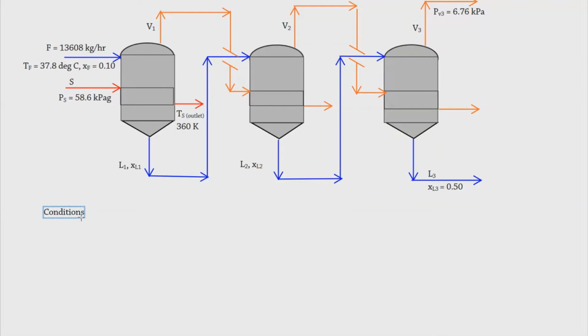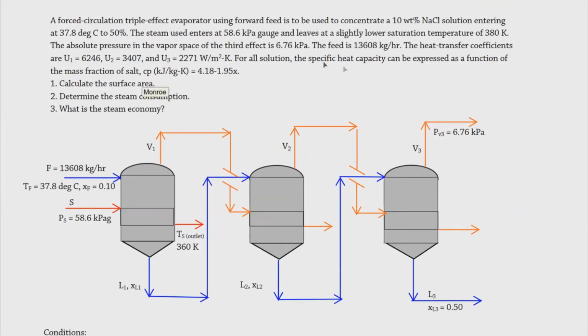So, meron tayong mga conditions na ko-consider. One, this is with boiling point rise kasi this one is sodium chloride. So, alam natin na may boiling point rise yan. Pangalawa, CP of the feed is not equal to CP of the liquor. Kasi nga, sabi kasi dito sa problem, kung nabasa nyo na ng buo, the specific heat capacity can be expressed as a function of the mass fraction of salt. In kilojoule per kilogram Kelvin, this is the equation.